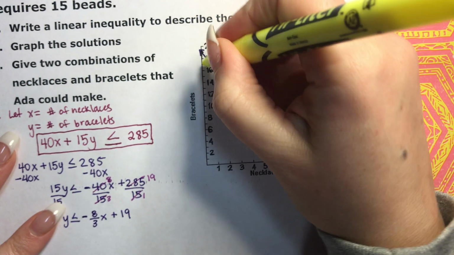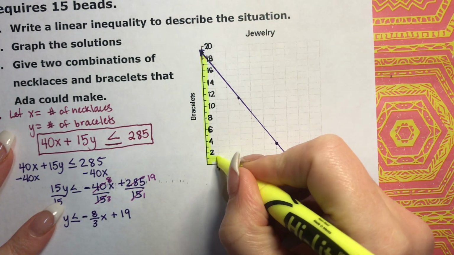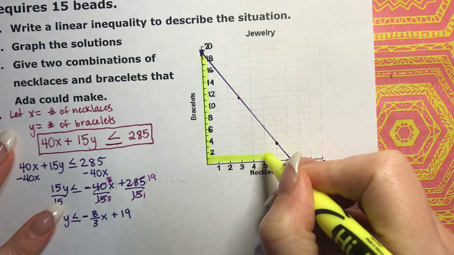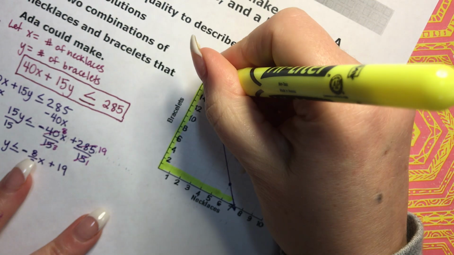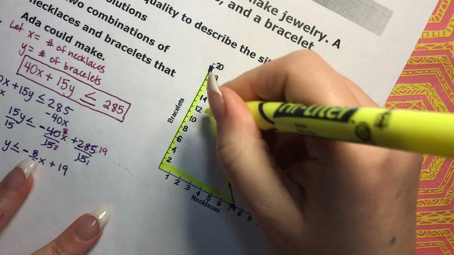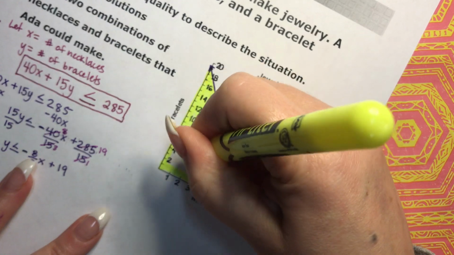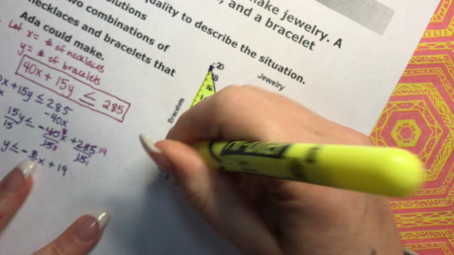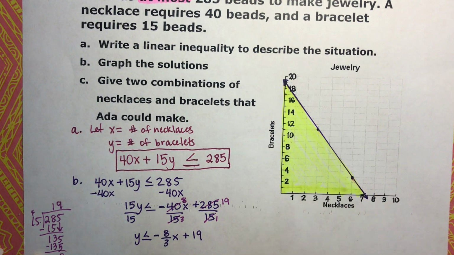So the line is here. So anything in here, and it wouldn't be any negative numbers because we're talking about making bracelets and necklaces, and so that wouldn't really apply here. So really any ordered pairs in this solution would work. Okay, or along the line.